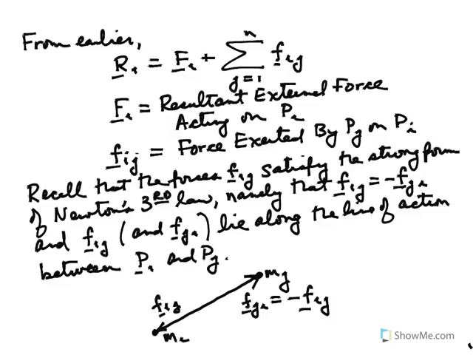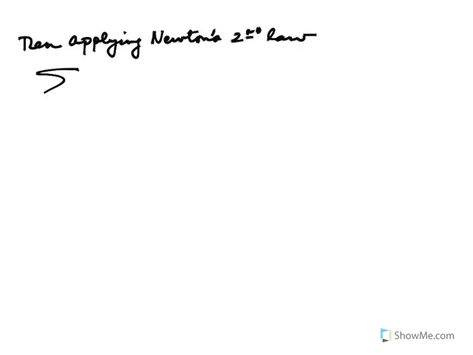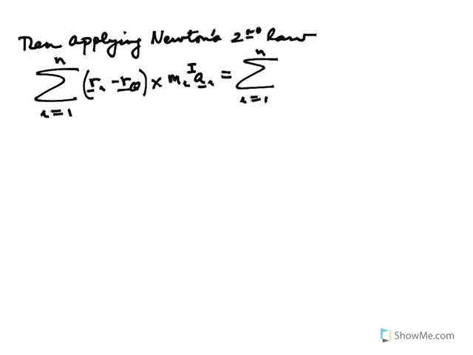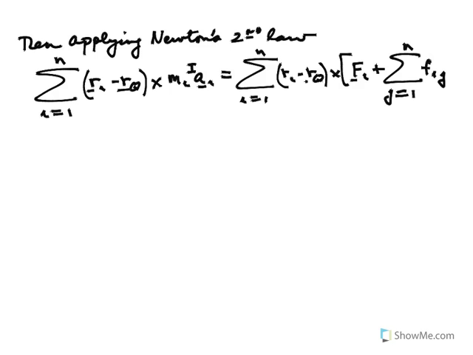So now, going back to what we were doing. Applying Newton's second law, the summation from i equals 1 to n of Ri minus RQ crossed with Mi Ai in I is equal to the summation from i equals 1 to n of Ri minus RQ crossed with Fi plus the sum from j equals 1 to n of Fij.